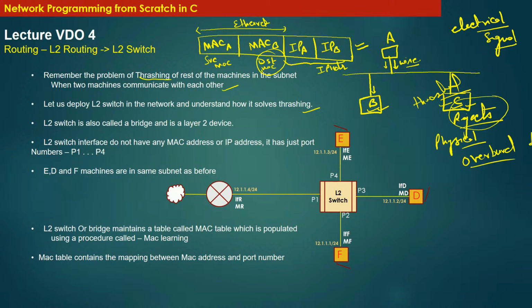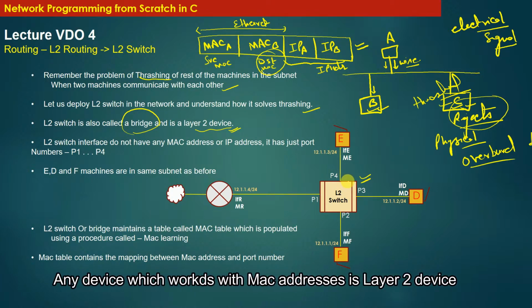So the L2 switch solves the problem of thrashing. Consider a scenario in which there are hundreds of machines connected to the same wire. The problem of thrashing is more aggravated there. The L2 switch is also called a bridge and it is a layer 2 device. Why is it a layer 2 device? Because an L2 switch works only with MAC addresses. Any device which works with MAC addresses is a layer 2 device.